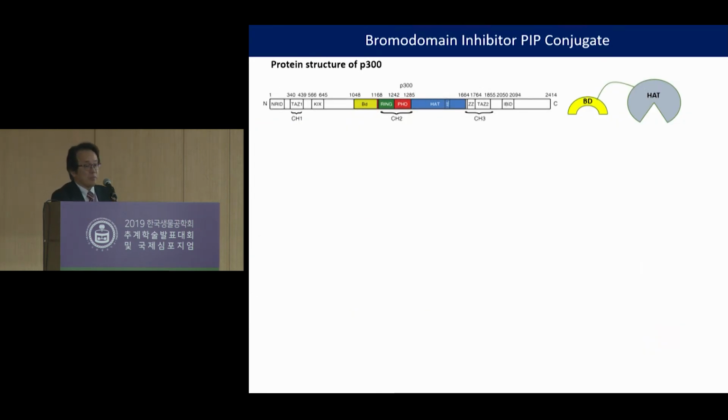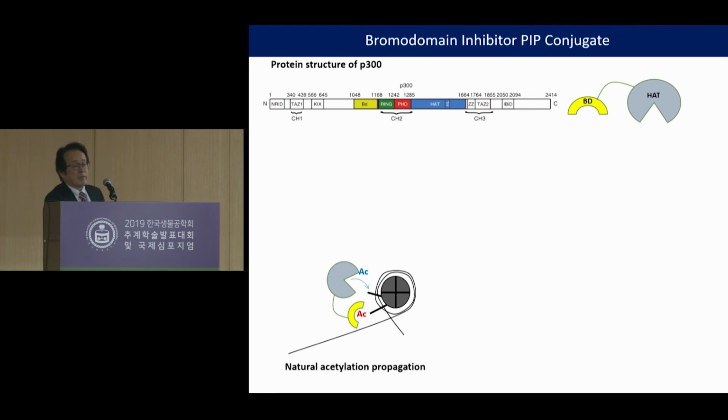And recently, our group synthesized another type of on switch, that is a bromodomain inhibitor PIP conjugate. So this is the structure of p300. In addition to the catalytic domain, there are many domains, including the bromodomain. And we can draw the enzyme like this. The bromodomain recognizes the acetylated lysine residues of histones and puts another acetyl group in order to expand the euchromatin region.